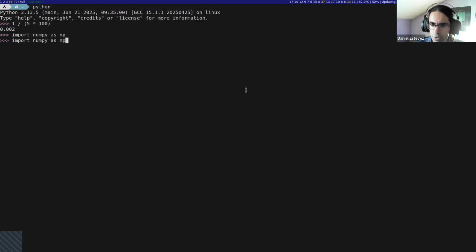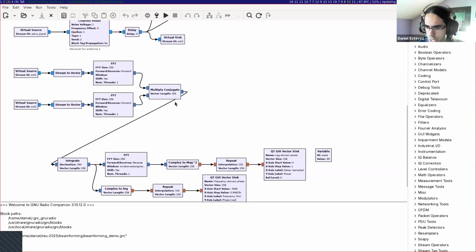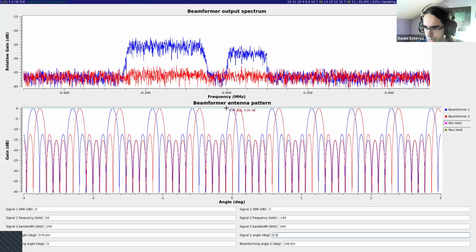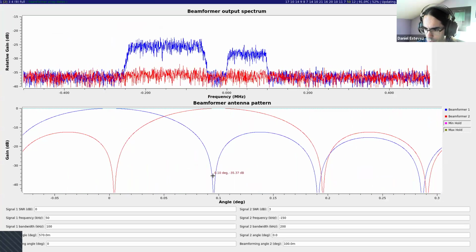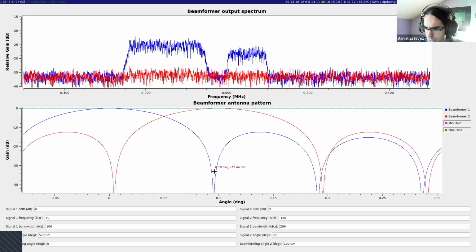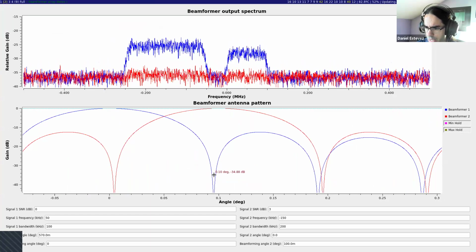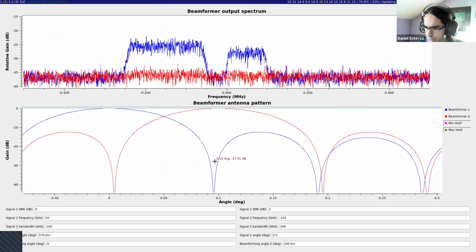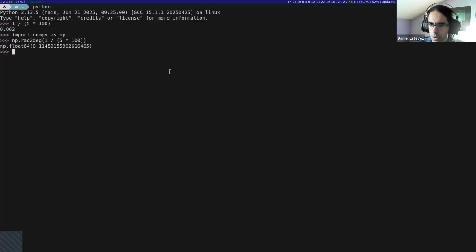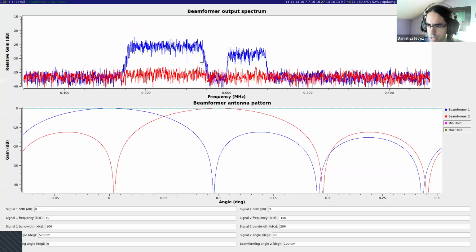If I want to convert to degrees, I can use NumPy, and this gives me 0.115 pretty much, which is the location in which this null happens. If we measure this more accurately, we would get 0.114, this number. So that is one formula.